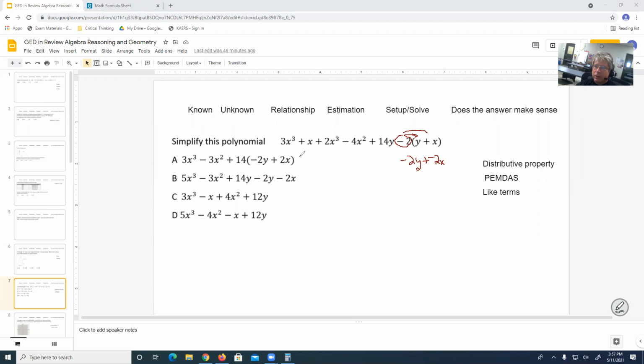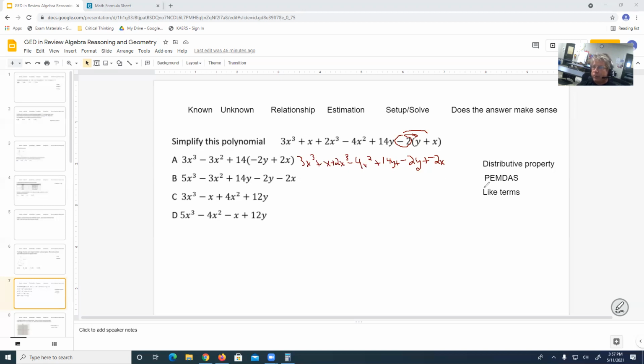So if I bring down the rest of this problem, I have this 3x cubed plus x plus 2x cubed minus this 4x squared plus this 14y plus then this minus 2y plus this -2x. So when I circled that, I got to remember there's going to be a plus sign there in front to make it a little bit easier.